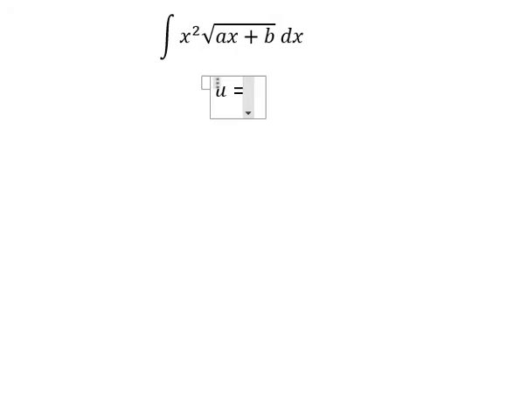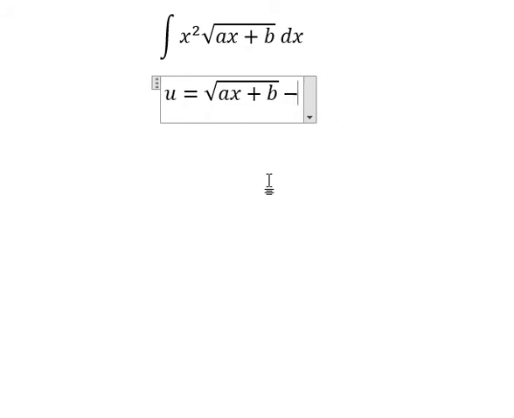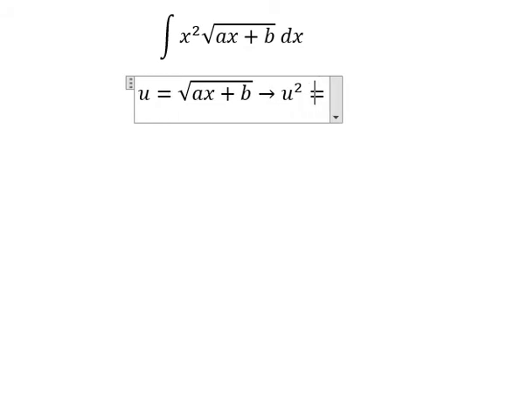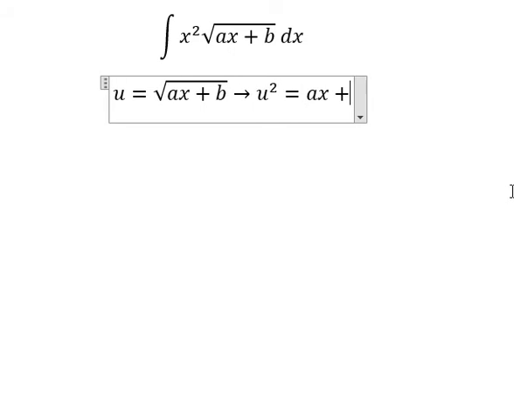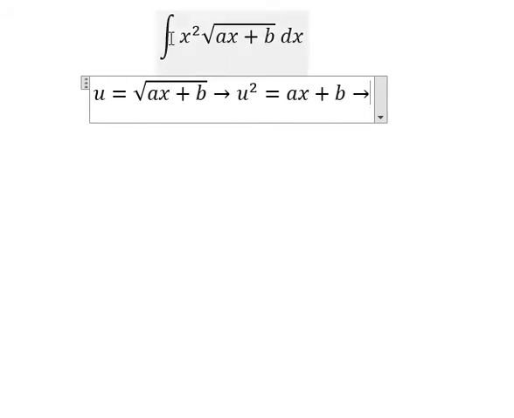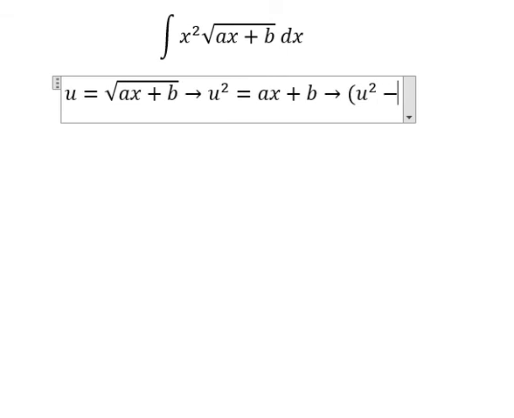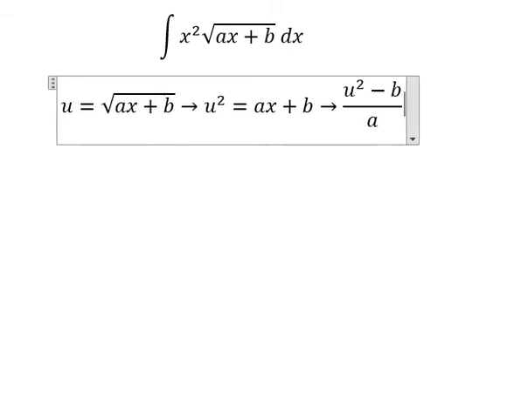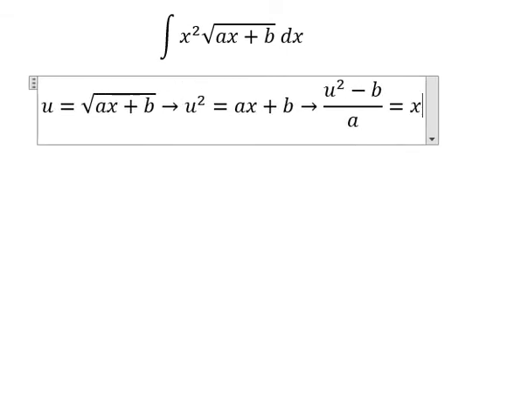We put u equals to this one. So we put the square for both sides so we can cancel the square root. About x, because we still have x in here, so we put b go to the left and we divide both sides by a. So we have u square minus b over a equals to x.